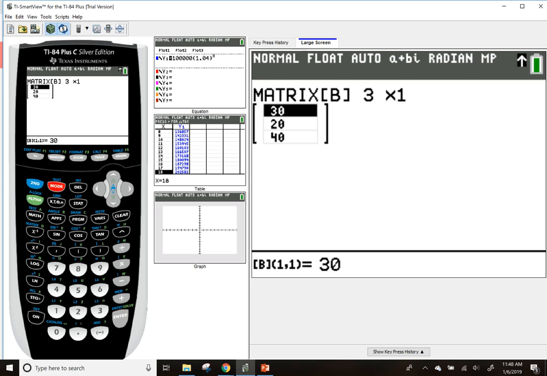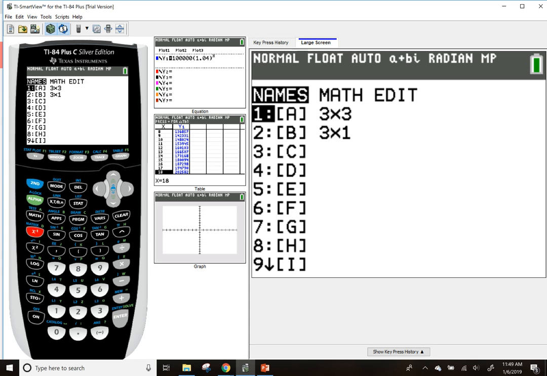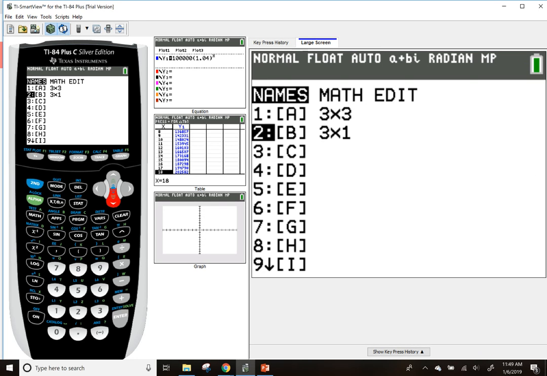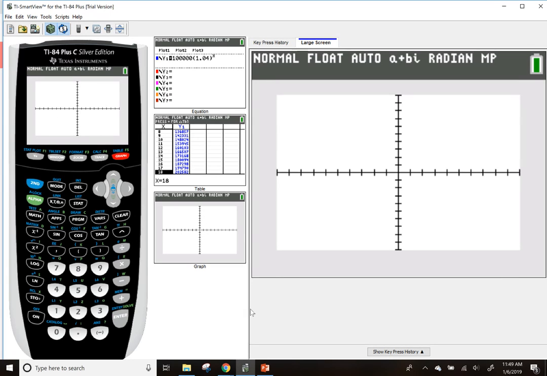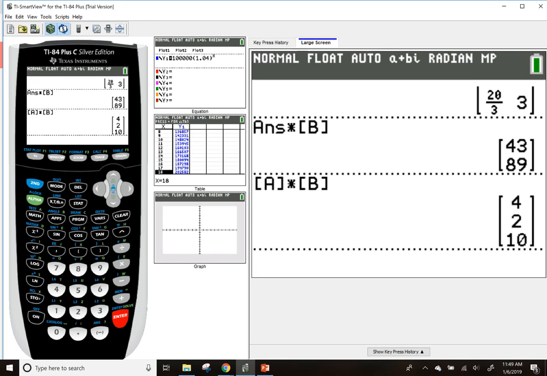So matrix A times matrix B. So select those. Matrix. I need the first one. Multiply it with matrix, the second one. And we get, why did I hit that button? Okay. There we go. Enter. There you go. 4, 2, and 10 would be your answer.